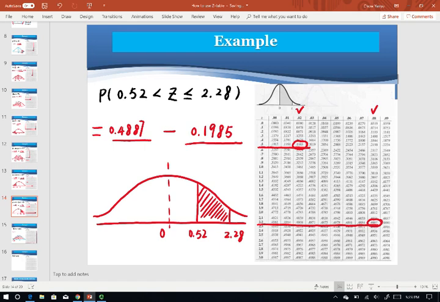So if between two numbers, if the two numbers are on two sides, one positive and one negative, add the table values. If the two numbers are on one side, either on the left or on the right, you just subtract the two table values.